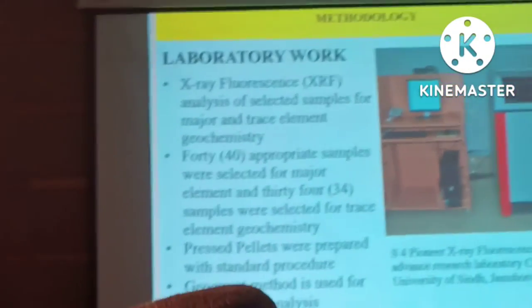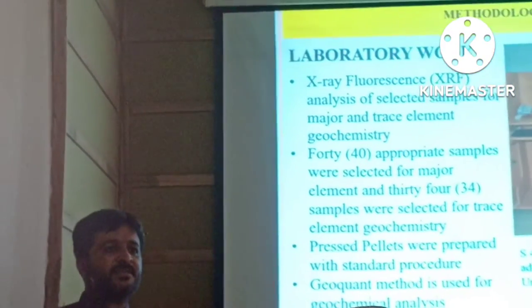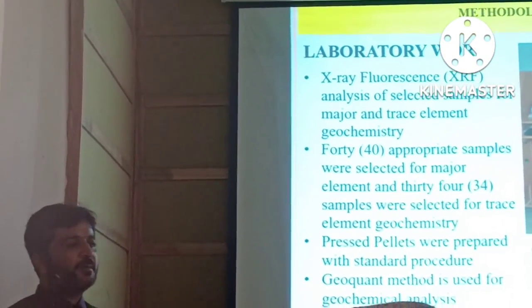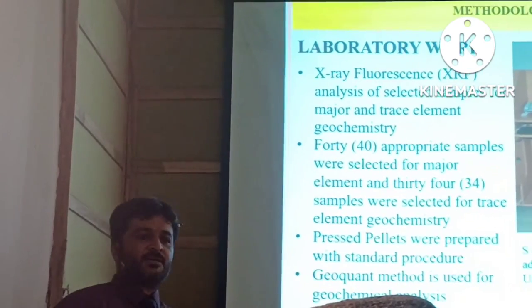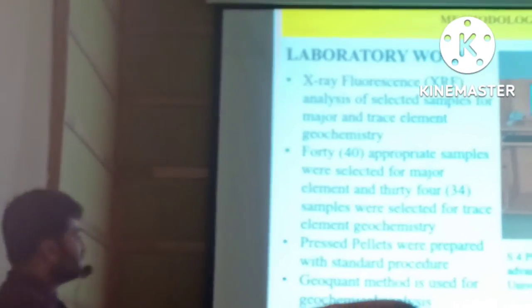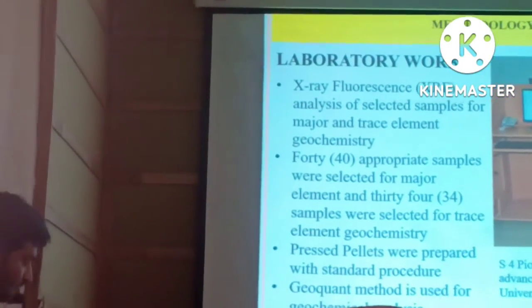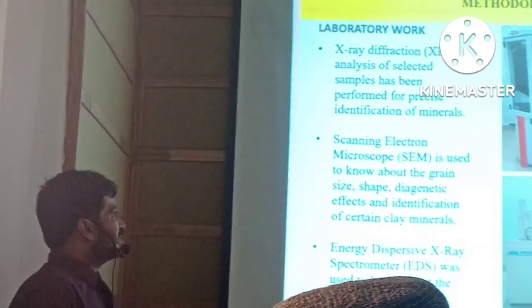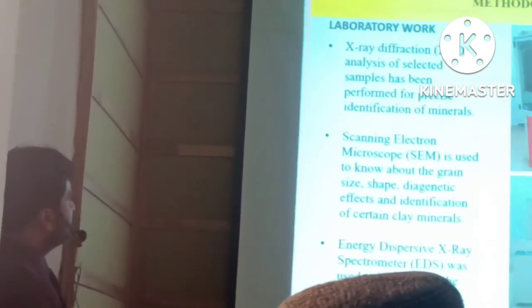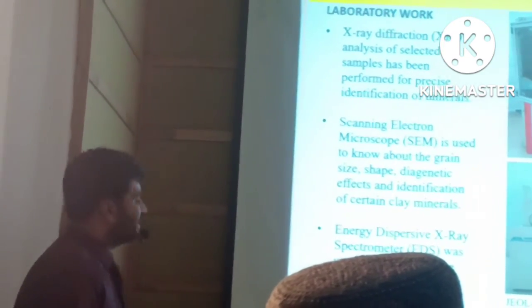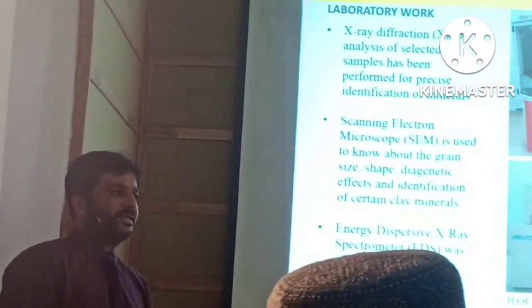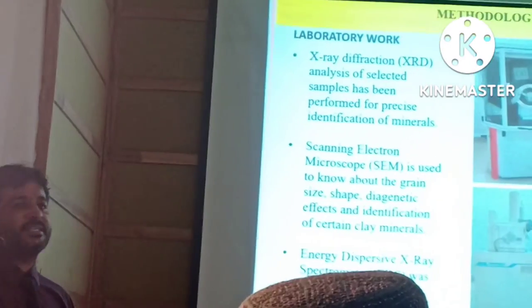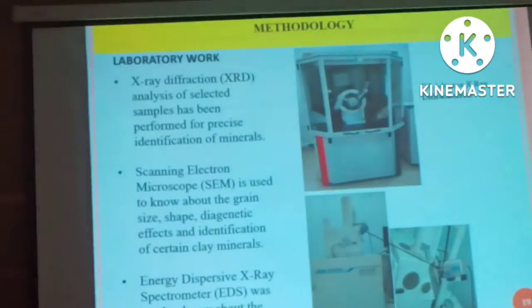For this procedure, 40 samples were selected for major elemental analysis, and 34 samples were prepared for the trace element analysis, and trace pellets were prepared of all these samples following the standard procedures. The Geopoint method was used for the geochemical analysis. X-ray diffraction was also performed for some selected samples. Similarly, a scanning electron microscope was used to identify the shape, size, and diagenetic effects and identification of certain minerals, and EDS was performed to detect the chemistry of those identified minerals. All these instruments are available at CPAG.